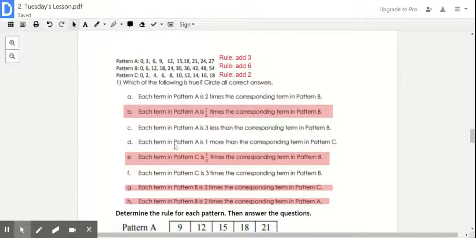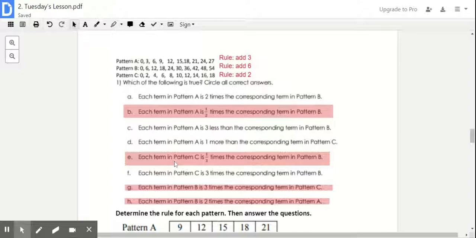All right, so it says each term in pattern A is one more than the corresponding term in pattern C, meaning if I go down the list for pattern A and pattern C, then each one should be one more. So 3 is one more than 2, absolutely. 6 is not one more than 4, so that's clearly incorrect.